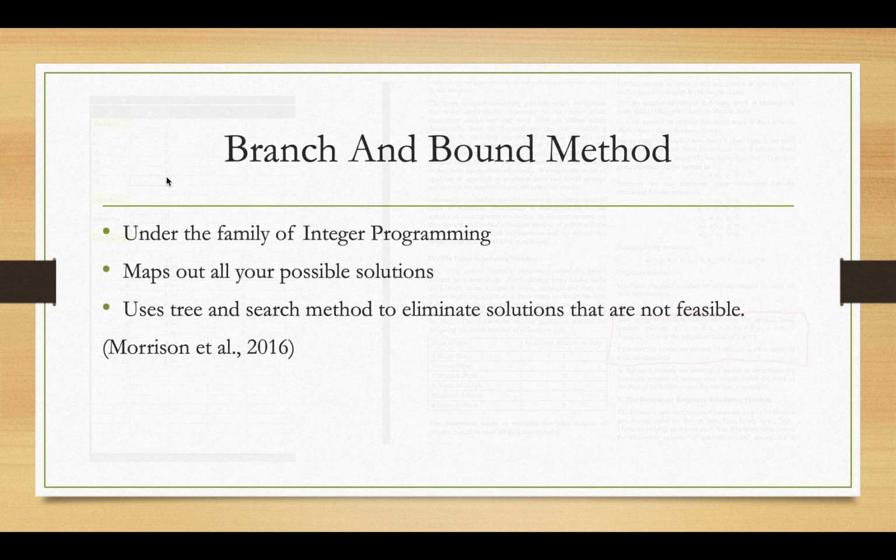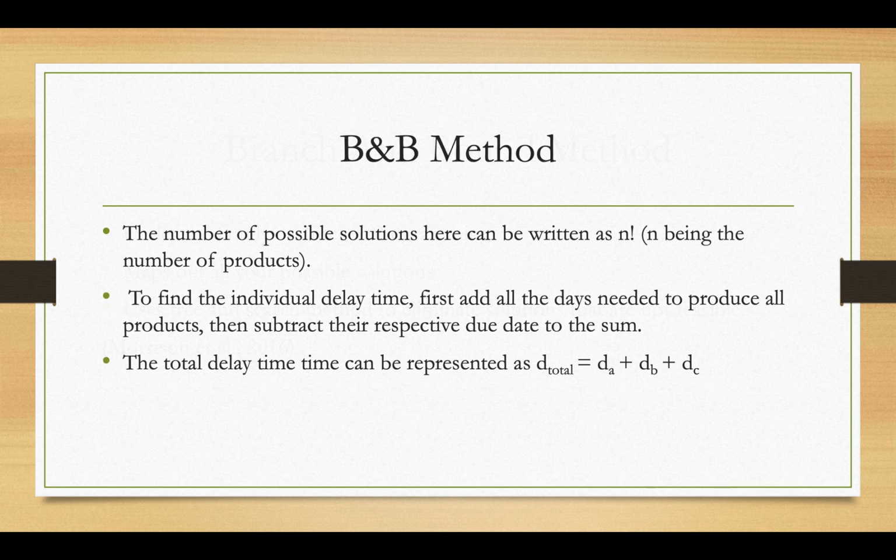For the next one, the branch and bound method is under the family of integer programming. It maps out all your possible solutions, and it uses a tree and search method to eliminate solutions that are not feasible or suboptimal. The number of possible solutions here can be written as n factorial, n being the number of products. To find the individual delay time, first add all the days needed to produce all products, then subtract their respective due date from the sum.